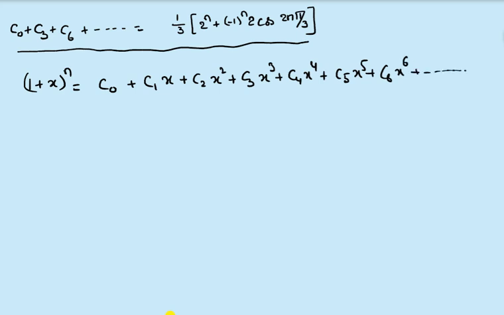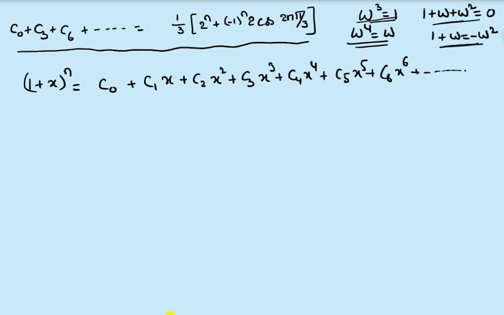I hope everyone knows omega cubed is equal to 1, and 1 plus omega plus omega square is equal to 0. From this I can write omega to the power of 4 is equal to omega. At the same time, 1 plus omega we can write as minus omega square. I hope you may know these ideas. If you don't know, just at present try to keep it in mind.